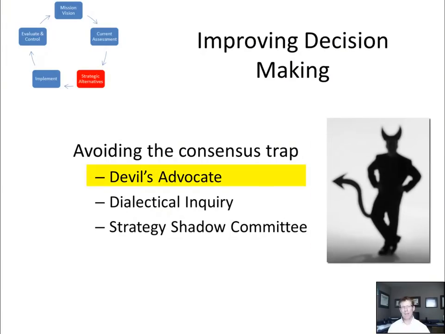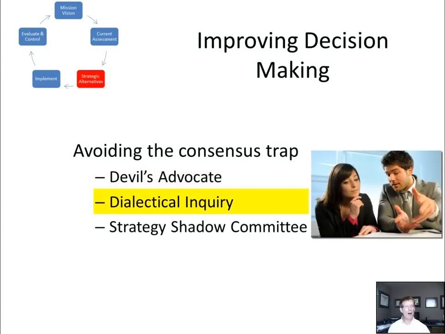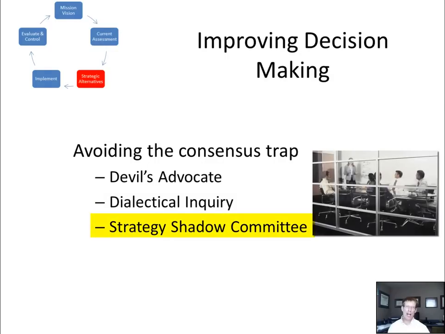The devil's advocate technique specifically assigns an individual or group of individuals to identify potential pitfalls and problems with the proposed strategy. A dialectical inquiry technique is one which requires that at least 2 proposals from separate groups be prepared for each strategic alternative. And finally, you may set up a strategy shadow committee which uses a separate group of lower-level employees from within the organization who have access to all the same strategy materials as senior management and the board. The group of employees are asked to separately and critically evaluate the proposed strategy and provide feedback on what the company should be doing instead.